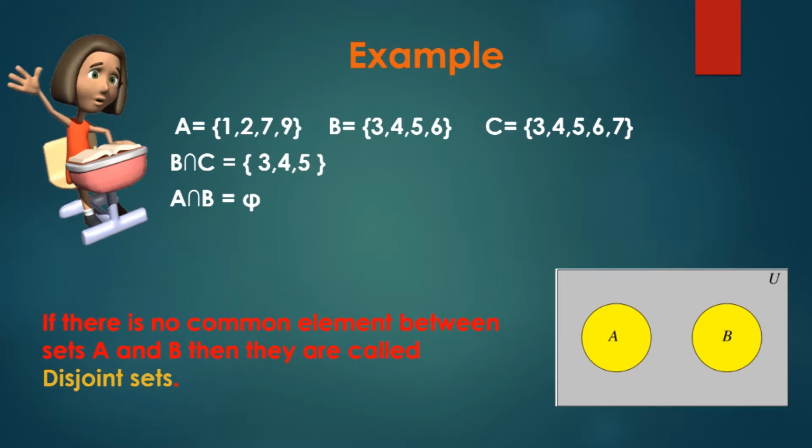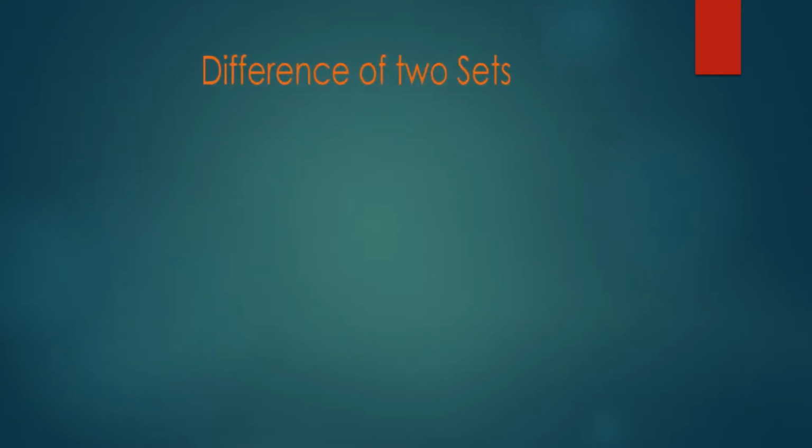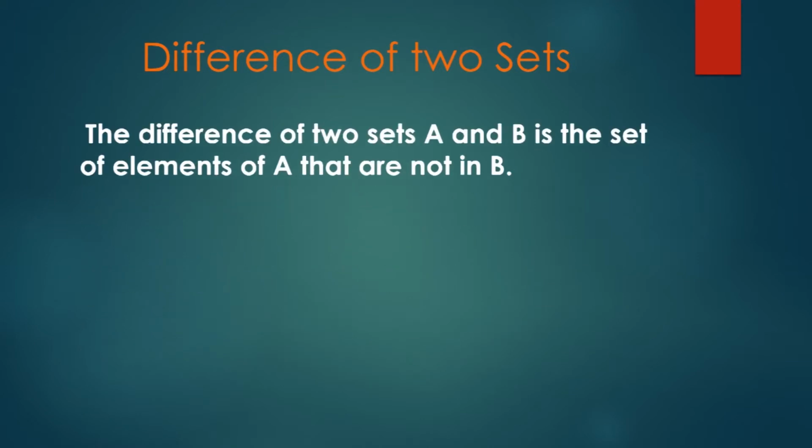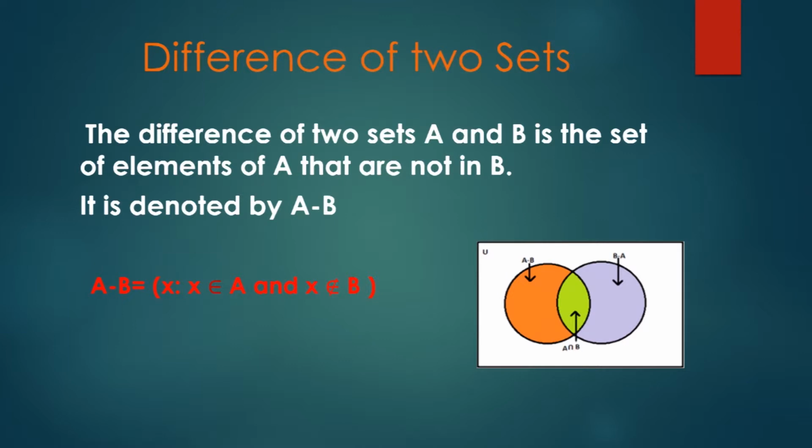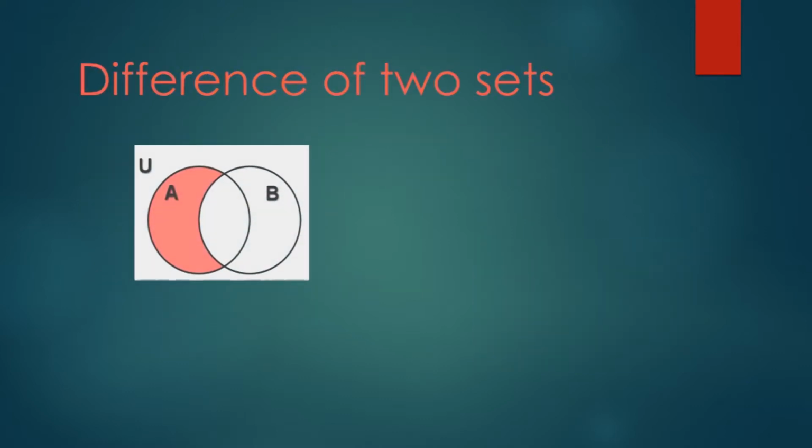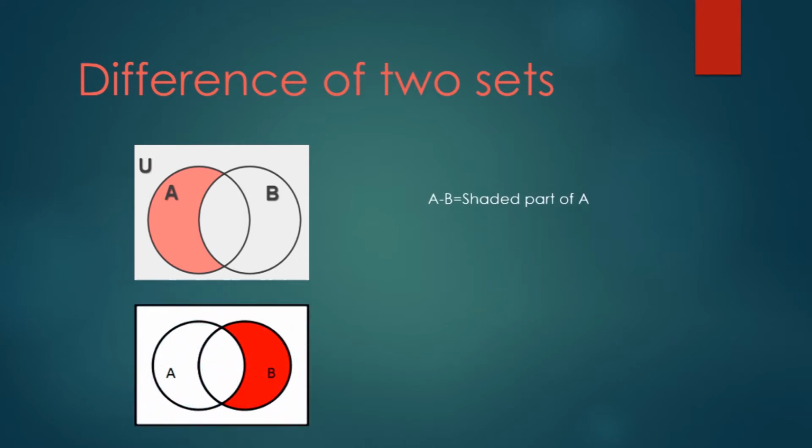Next is difference of sets. The difference of two sets A and B is the set of elements of A that are not in B. It is denoted by A minus B. So, difference of A and B is X such that X belongs to A and X does not belong to B. Here, the Venn diagram shows A minus B shaded in pink and the part shaded in red shows B minus A.